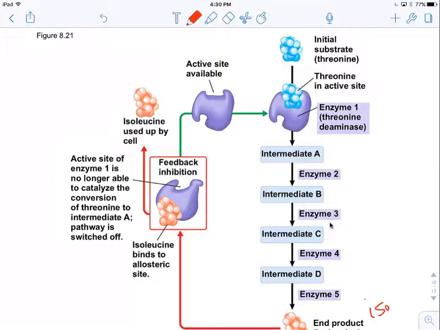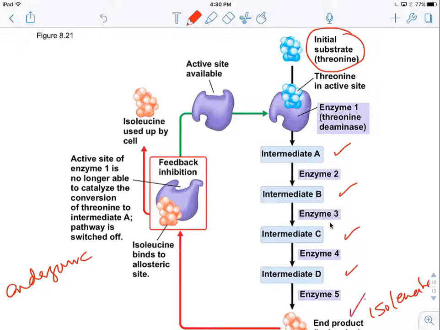This is the synthesis of isoleucine by this metabolic pathway. The initial substrate is threonine. Again, this pathway would be endergonic because I'm making something, and so it's costing energy. The pathway has a number of steps and a number of enzymes. There are 1, 2, 3, 4, 5 steps and 5 enzymes that catalyze each of those steps.